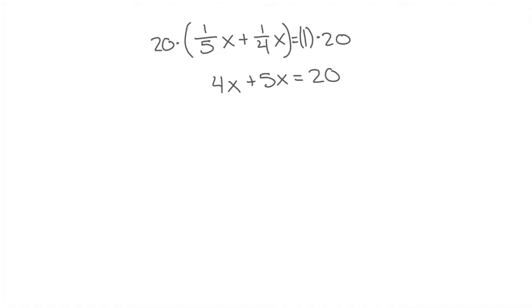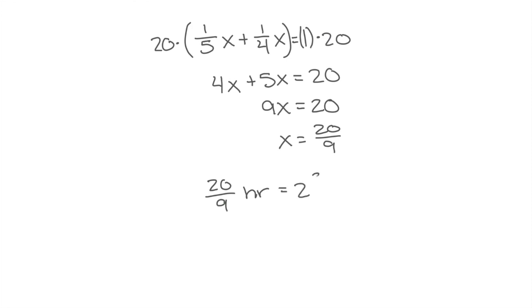Combining like terms on the left side, we have 9x equals 20. And then dividing both sides of the equation by 9, we have x is equal to 20/9. Therefore, the time when they work together is 20/9 of an hour, or 2 2/9 hours.